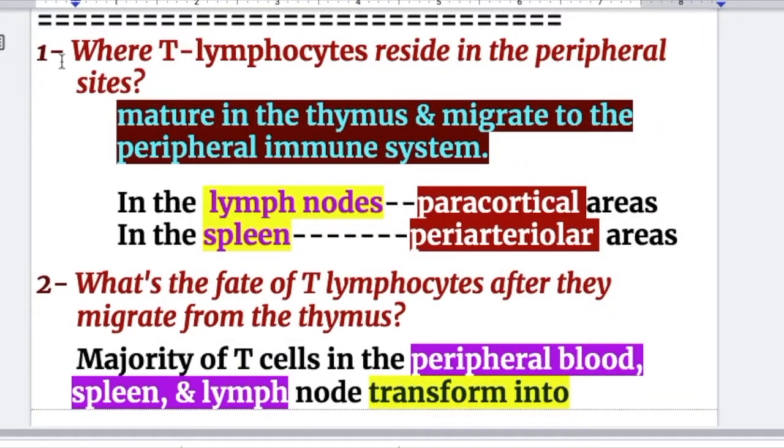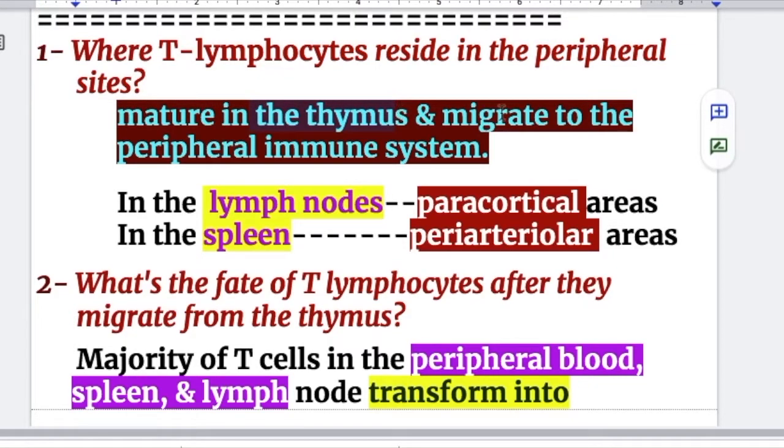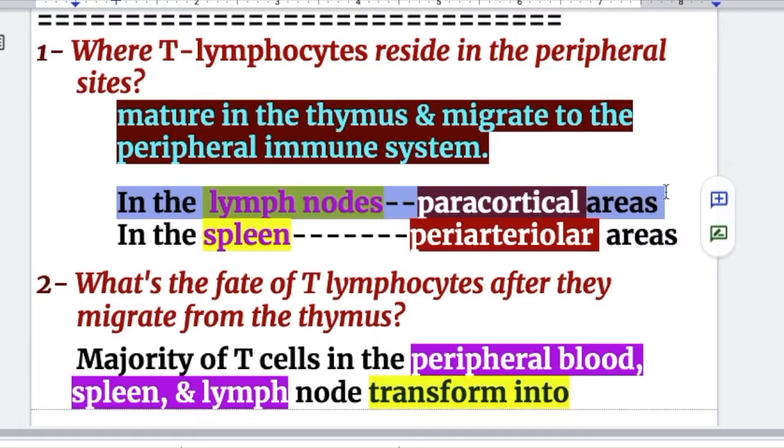Now answers to the questions. Number 1. Where do T lymphocytes reside in peripheral sites? After migrating from the bone marrow, they mature in the thymus and migrate to the peripheral immune system. In the lymph node, they reside in the paracortical areas, and in the spleen, they reside in the periarteriolar area.